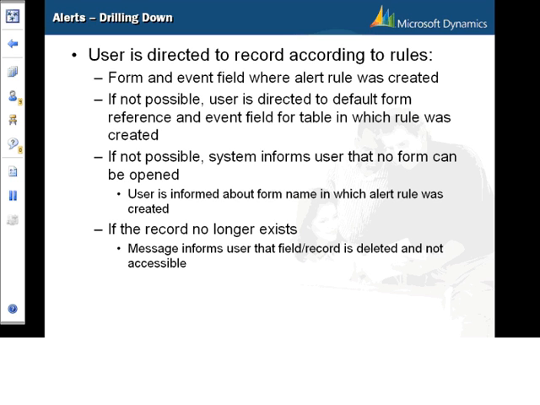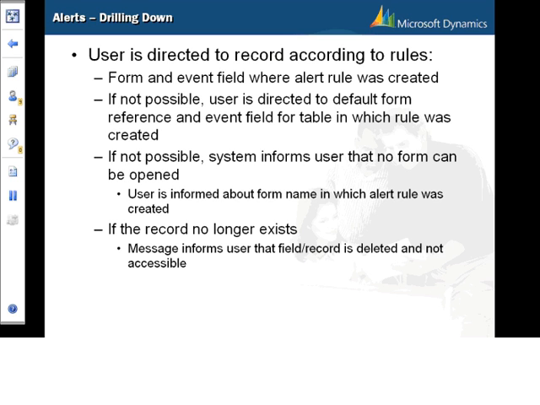First, the user is directed to the form and the selected event field where the alert rule was created. If that is not possible, the user is directed to the default form reference and selected event field for the table in which the rule was created. If that is not possible, the system informs the user that no form can be opened by drill down and informs the user about the form name in which the alert rule was created.